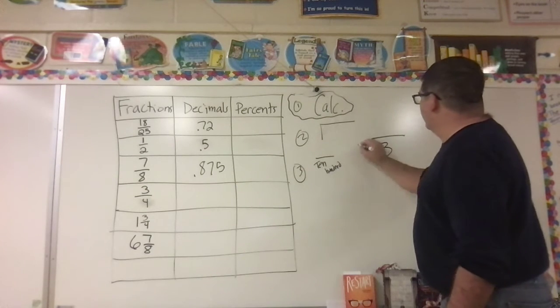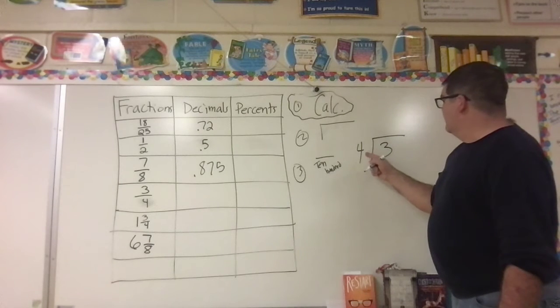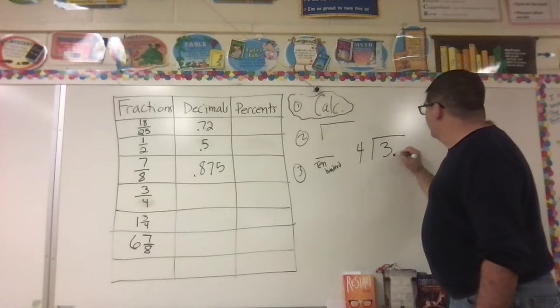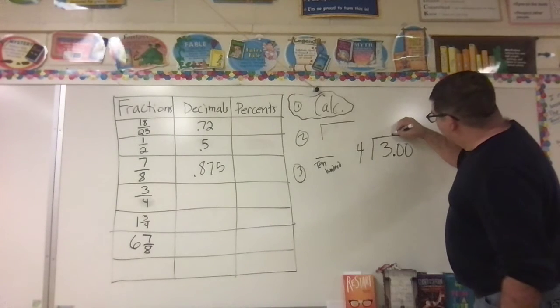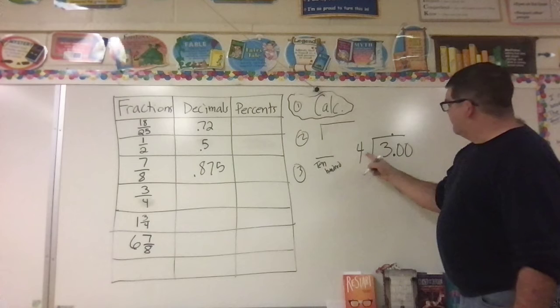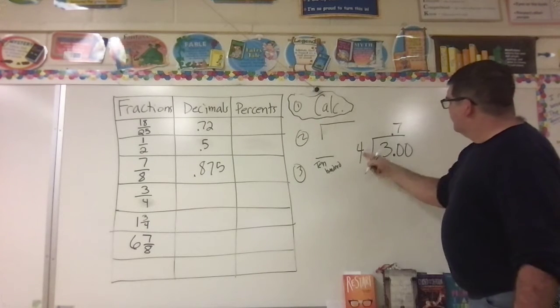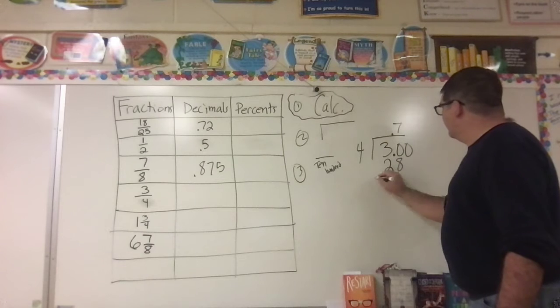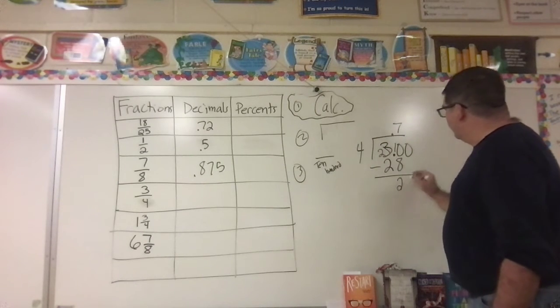3 divided by 4. Now, 4 can't go into 3, so I'm going to add a decimal point and a couple zeros. I put the decimal point up there. Does 4 go into 30? Yep, it goes in there 7 times. 7 times 4 is 28. Subtract that. Leaves me with 2.